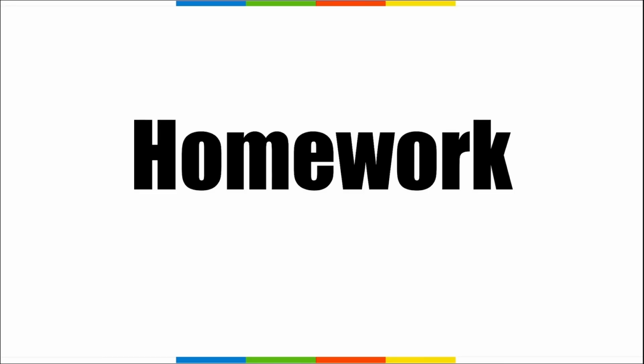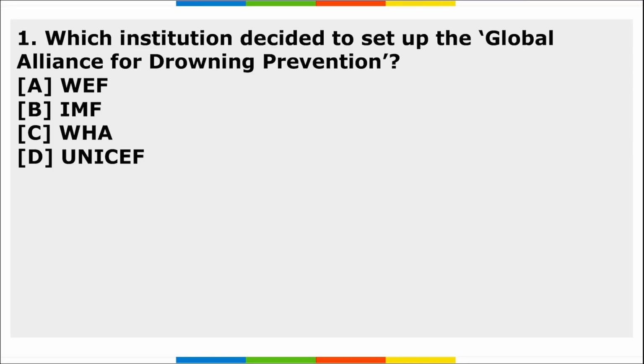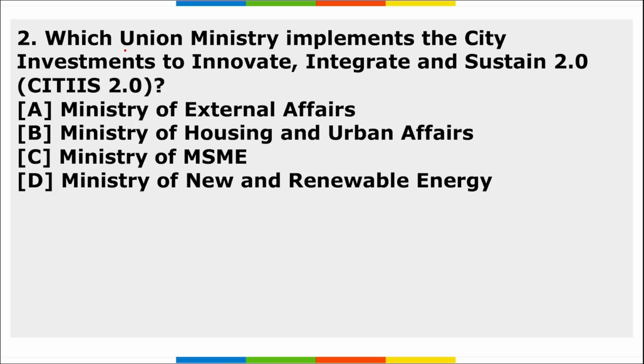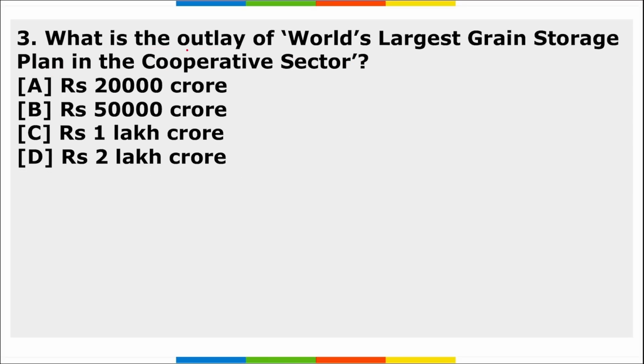So let's move to the homework section now. First is, which institution decided to set up the Global Alliance for Drowning Prevention? Second, which union ministry implements the City Investments to Innovate, Integrate and Sustain 2.0? Third, what is the outlay of the world's largest green storage plan in the cooperative sector? So these are your three homework questions, friends. I hope you have understood the assignment.